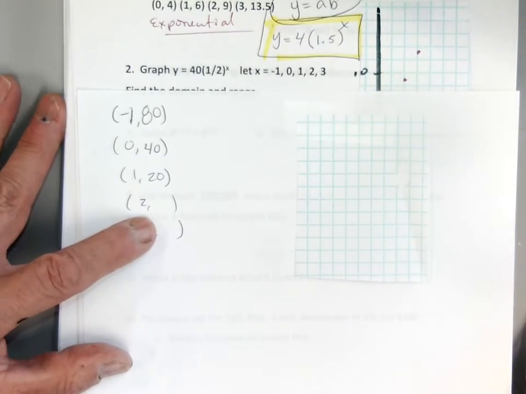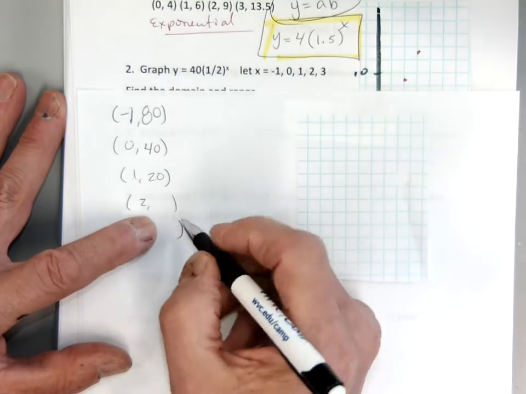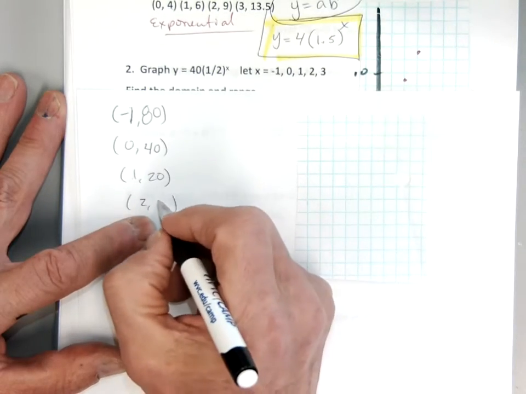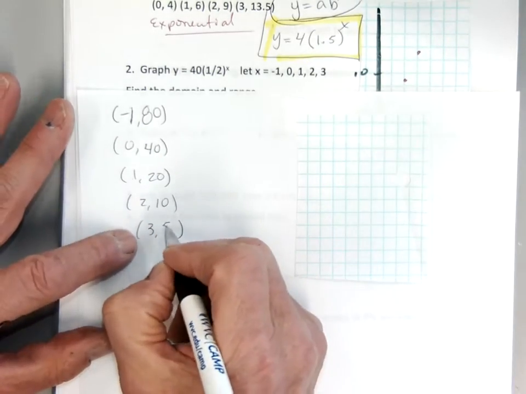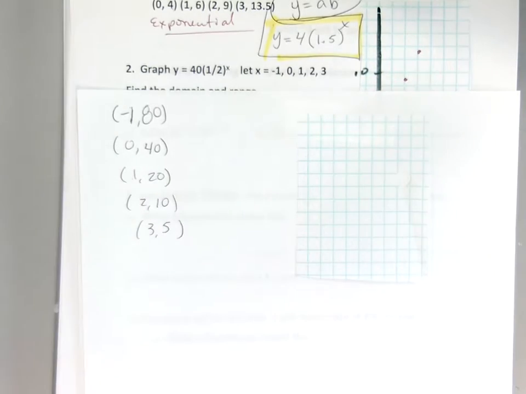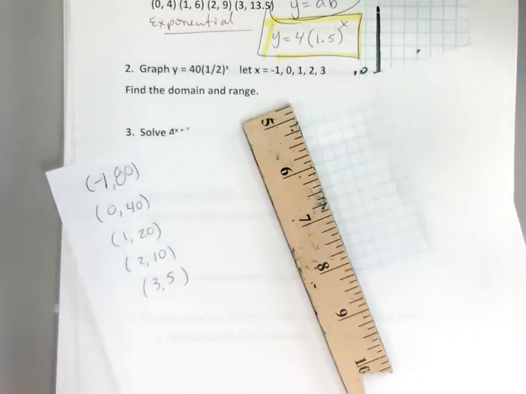Do you see the pattern? So I could probably make the next term. What do you think the next term would probably be? 10, and then? 5. Sure. I mean, and if you use the calculator, you're going to get those answers, okay? You really will. All right, so I'm going to graph this.